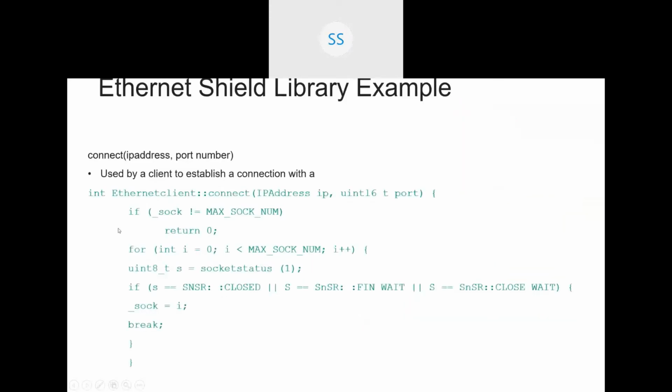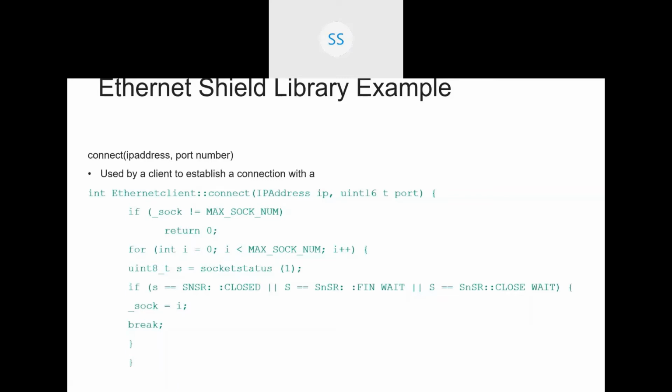This is one of the Ethernet Shield library examples, that is, how to enable internet in the Arduino using the Ethernet Shield. It's basically a C program, and I am giving a glimpse of it. It is a function where it is written to connect IP address, IP and unit 16 port. You have to give the IP address of that shield, and also which port, because several ports are available, which you want to use to send your data out of this Ethernet port.